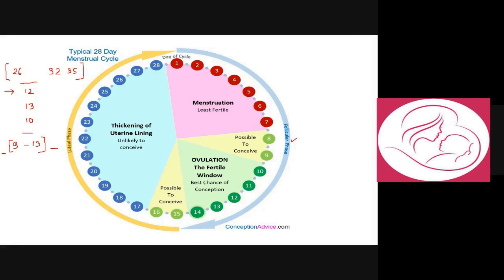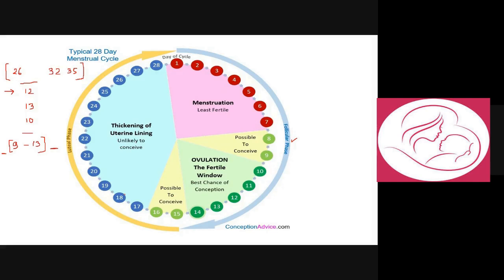Further down the line, this is the phase wherein your ovulation will take place, and till day 16 there are very high chances of you conceiving, but the fertile window being 10 to 14, and the schedule itself may change based on the number of days in your cycle. If it's a 32-day cycle, then this may get shifted a little bit. That you need to analyze yourself, and in a later stage I will explain how to do it. So from the ovulation phase, from here onwards, you are making a transition to the luteal phase.